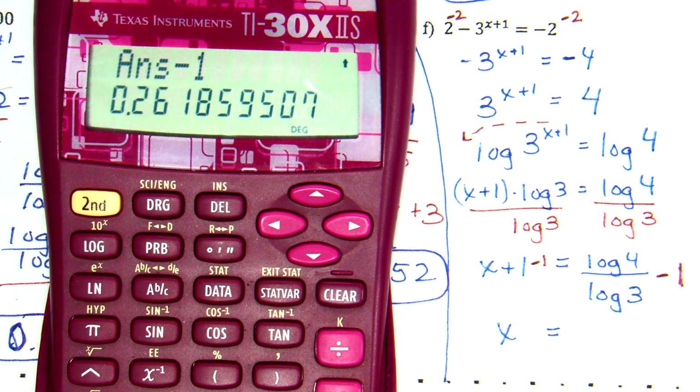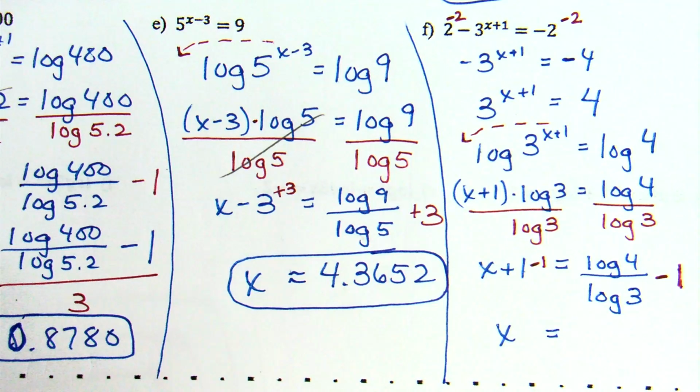Okay. It's currently 0.2618. The 5 tells the 8 to go up. So we are going to go 0.2619.